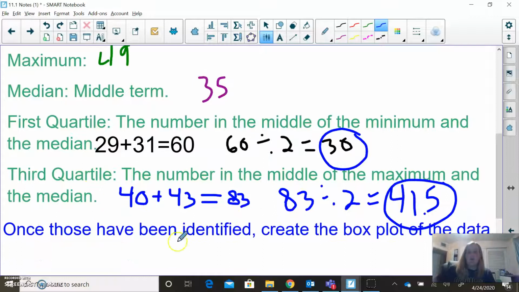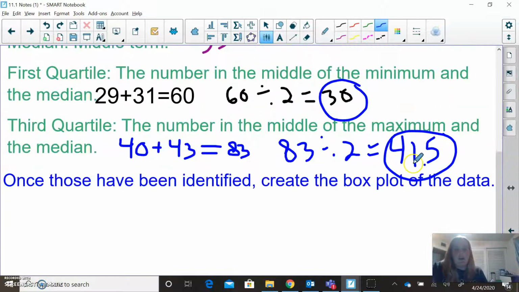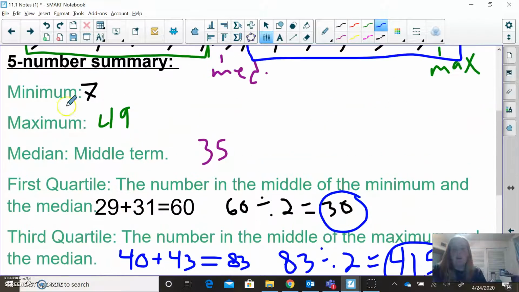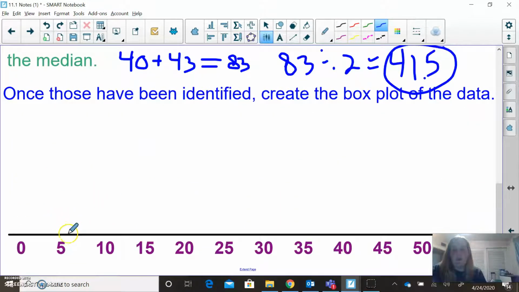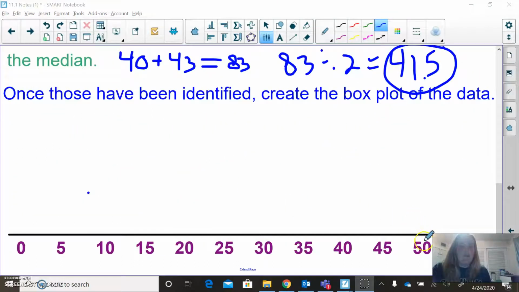Perfect. Once you have identified these, you can create the box plot of the data, and you'll see why it's called a box plot in a second. We have to plot our minimum, which is 7. That's in between 5 and 10, but it's closer to 10, so we're going to put the dot right there. Then we need to plot our maximum, which is 49. That's between 45 and 50, but it's really close to 50, so we're going to plot a point right there.